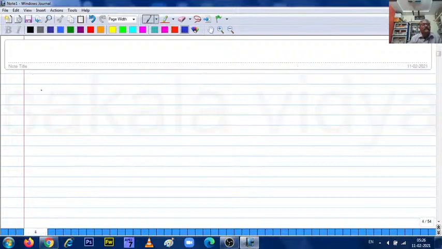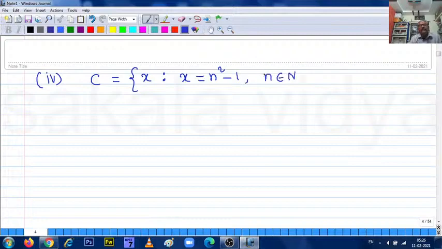So next, fourth problem. Let us move to the fourth problem. Set C equals x such that x equals n square minus 1, and also n belongs to natural numbers. N is a natural number. Natural number means 1, 2, 3, 4, 5 like that. And also one condition is given, n less than or equal to 5. You need to read it like this, n less than or equal to 5. So here you remember the condition like this.